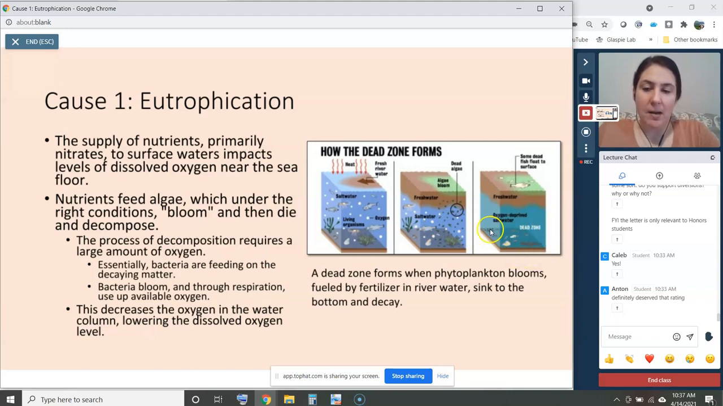The process of decomposition is essentially just bacteria feeding on organic matter. You get blooms of bacteria that occur. And those bacteria, as they're feeding, need to be doing respiration, which means they're using up the available oxygen. So this decreases the oxygen in the water column and lowers the dissolved oxygen level even at the bottom.